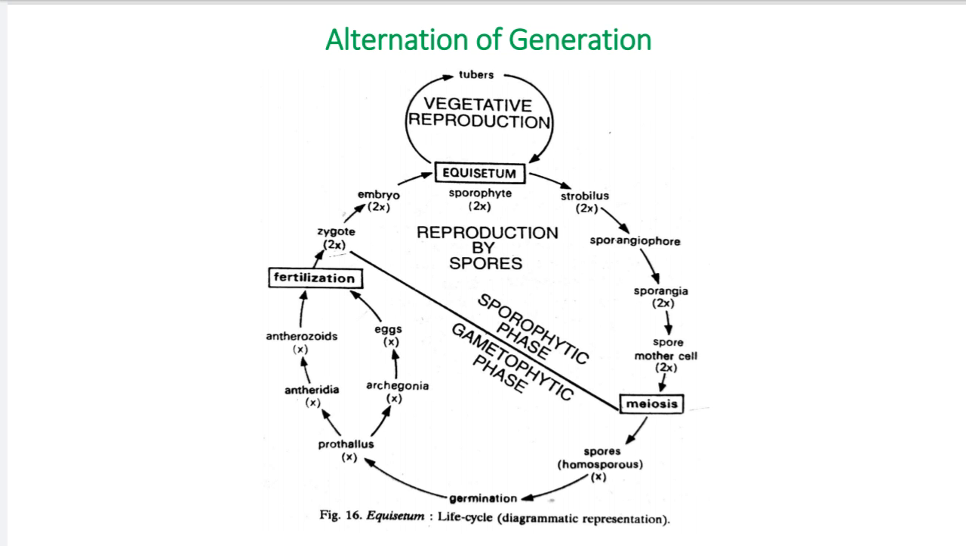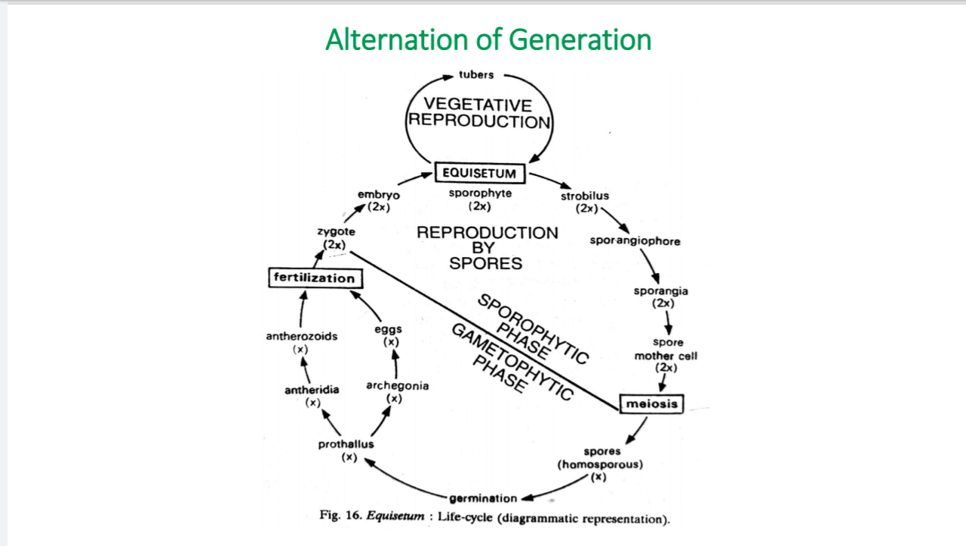At maturity the sporangium ruptures and many spores come outside from the sporangium, and these spores are haploid. When these spores settle on a suitable substratum in favorable conditions, they start germination, and after germination they produce the prothallus. The prothallus is the gametophytic plant body, which is short-lived. Its age is very small. It produces the antheridia as well as the archegonia. It is a monoecious plant body.